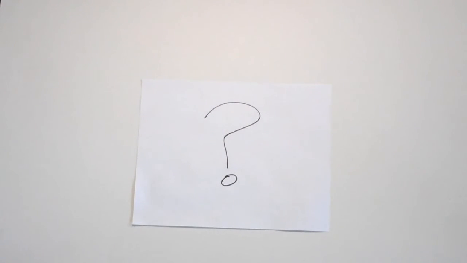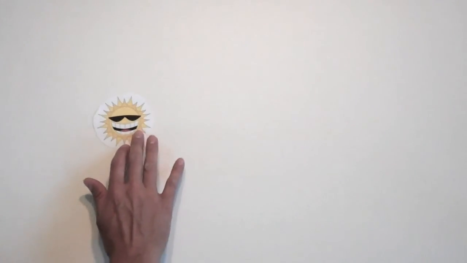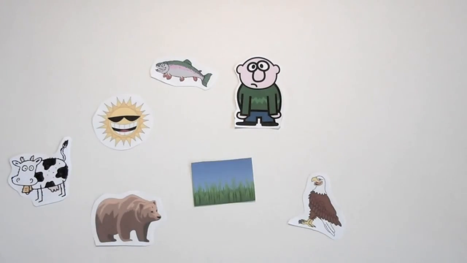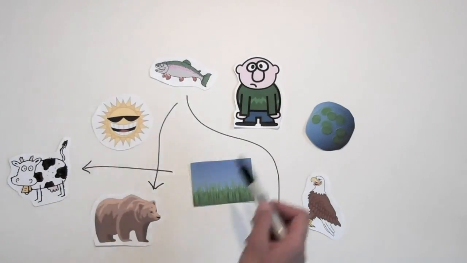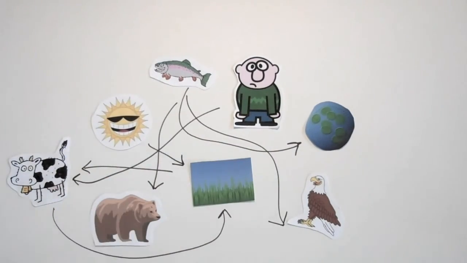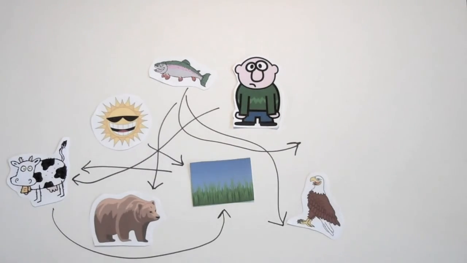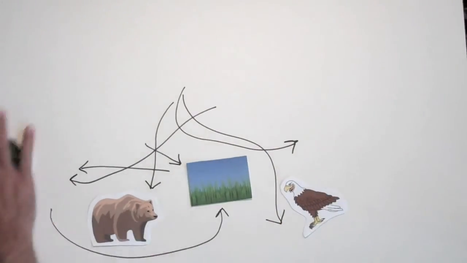So what did we learn? That all organisms get their energy from other organisms, and plants get their energy from the sun. And more importantly, all these organisms depend on one another for survival. And if something happens to one organism, it affects all the others.